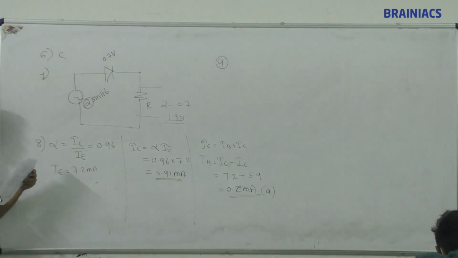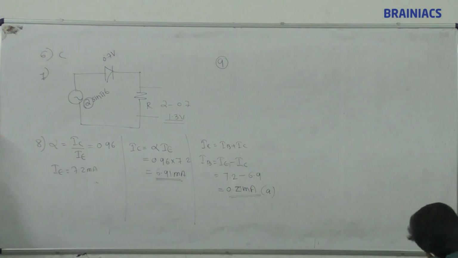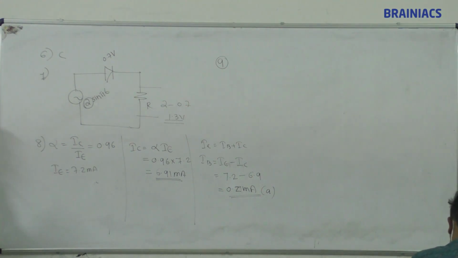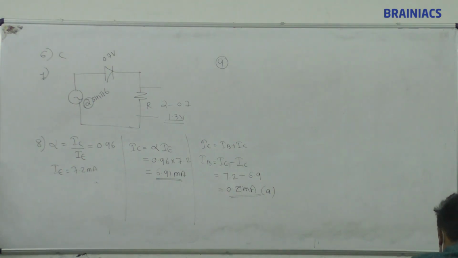Ninth one, I think the timing value is missing there. Okay, we'll see. In an NPN transistor, 10 power 10 electrons enter the emitter in 10 power, I don't know what the time is, I think it is 10 power minus 6 second. We'll substitute minus 6 and see what answer we get. I didn't remember the value.